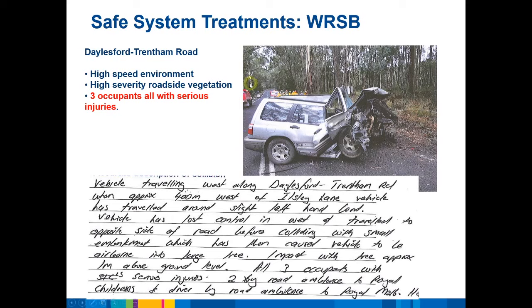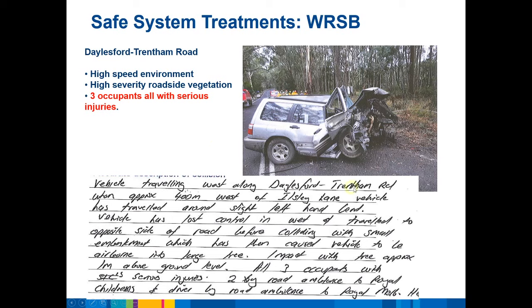Okay, here's another example of a different scenario. So we have Dalesford Trentham Road. This is another high-speed environment. There is lots of roadside vegetation. In this case, there were no wire rope safety barriers. When a vehicle left the road, it hit the steep embankment on the side of the road, and all occupants had serious injuries. So this is an excerpt from the police report.